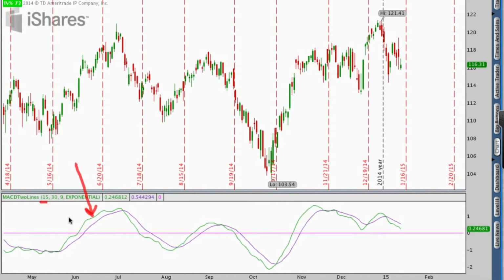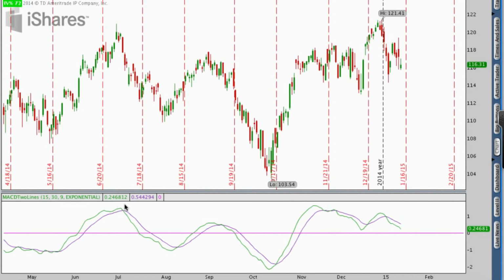It's only 15 days. This one is going to move much quicker with the market as opposed to this purple line, which is our slower moving average at about 30 days. And you can see they generally both move in the same cycle, but there's periods in which we see a cross of the shorter term moving average, which is green, that crosses above or below the purple line.